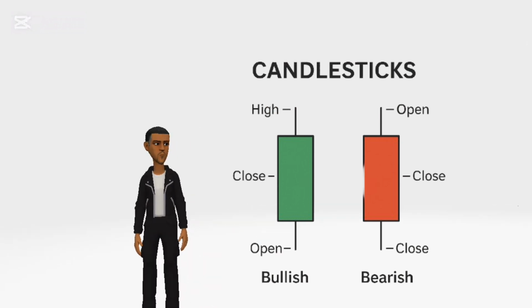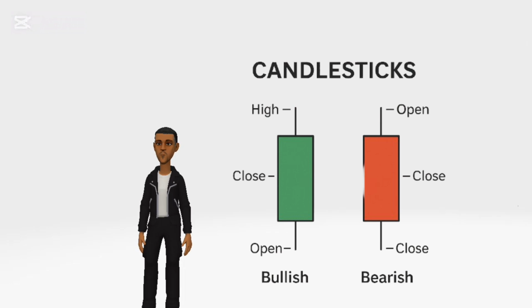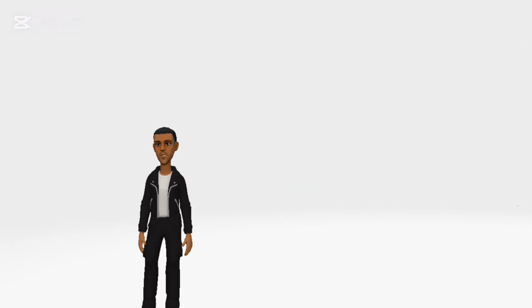Candlesticks are represented in 2 ways. Green candle or white equals price went up. Red candle or black equals price went down.